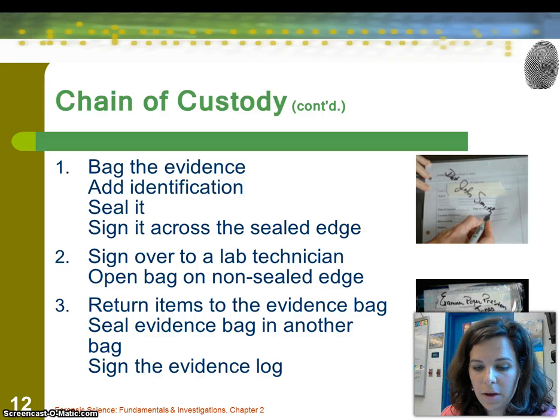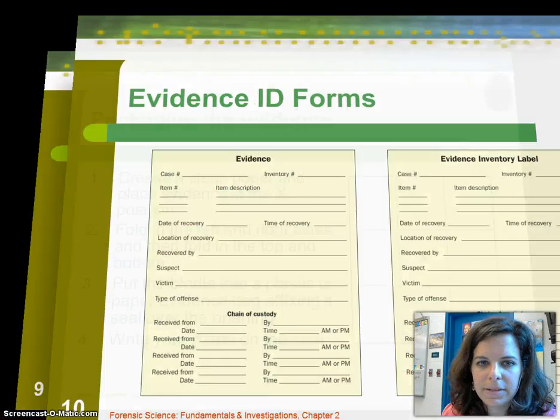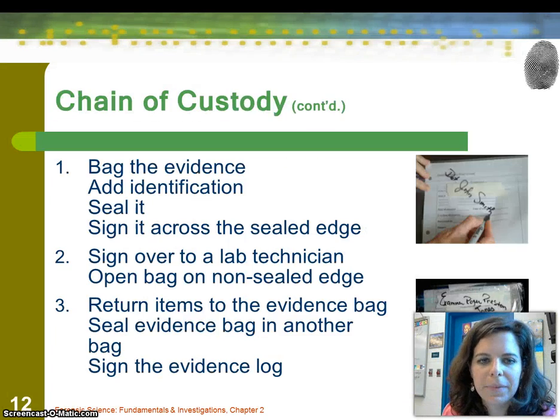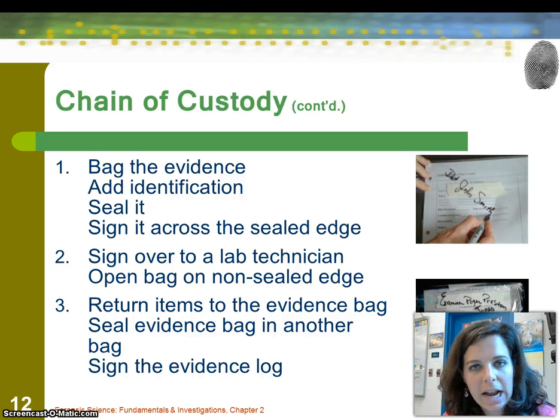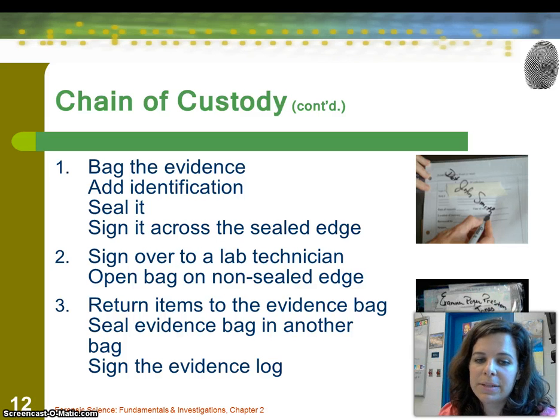So when you are packaging the evidence under chain of custody, you bag the evidence, add your identification, which is the chain of custody, seal it, and sign over the sealed edge. When you pass it to someone, you sign it over to a lab technician, who opens the bag on a different edge than the edge you sealed. Then they return the items to the bag, seal the evidence into another bag, and sign the evidence log. They also sign their names over the second bag.